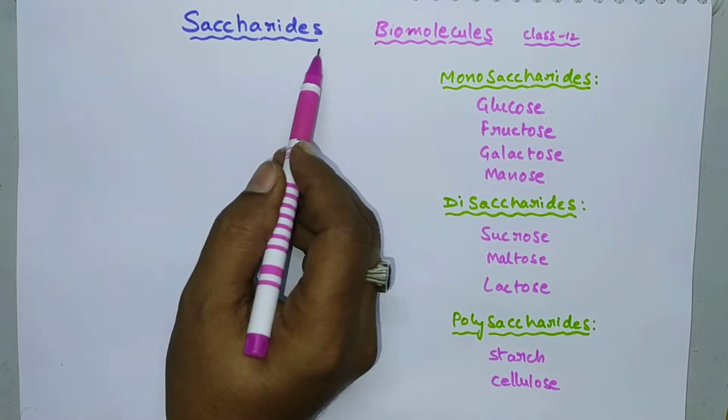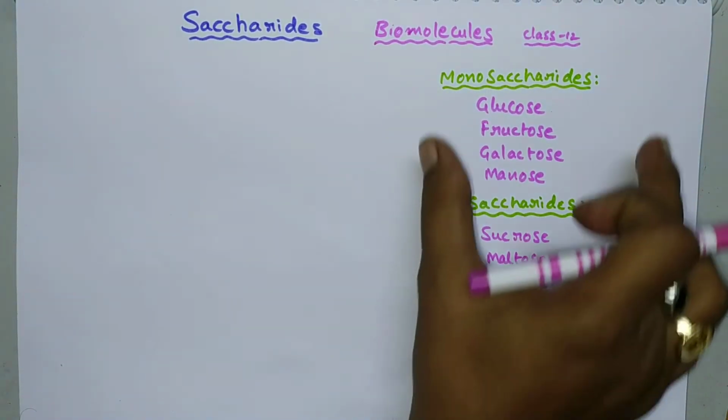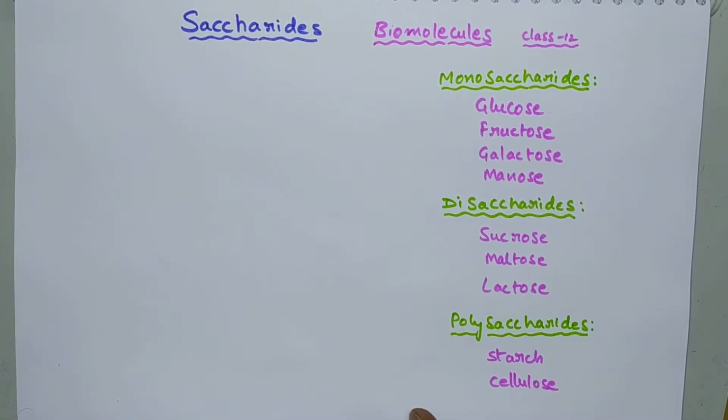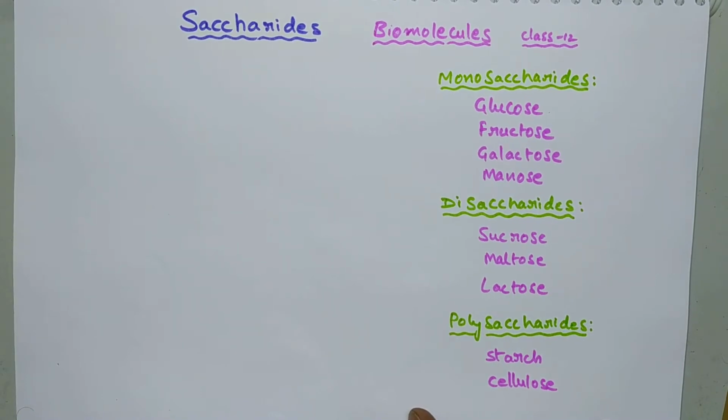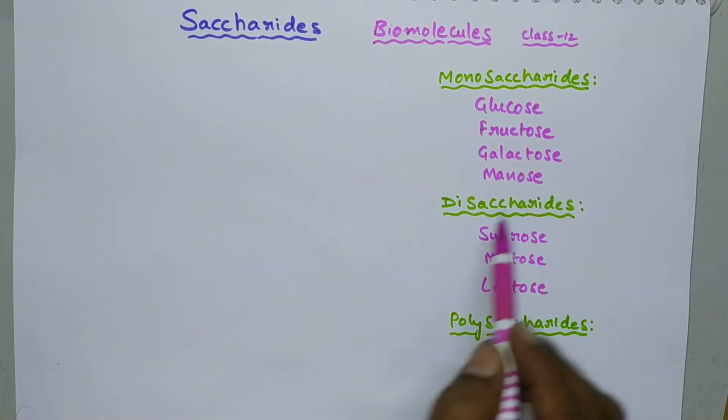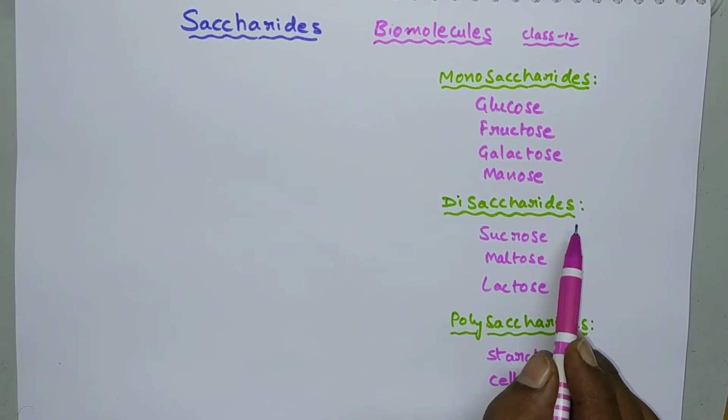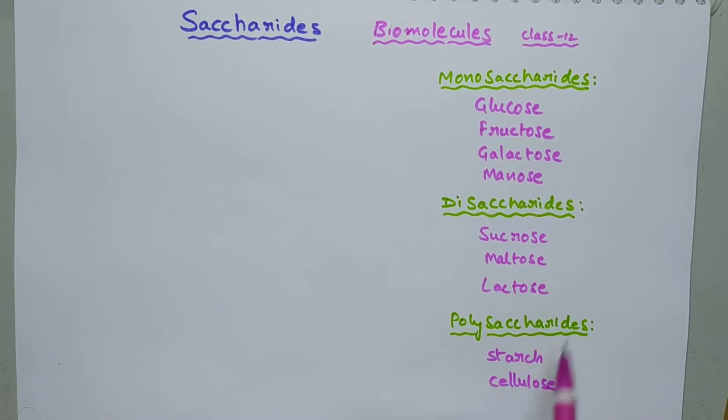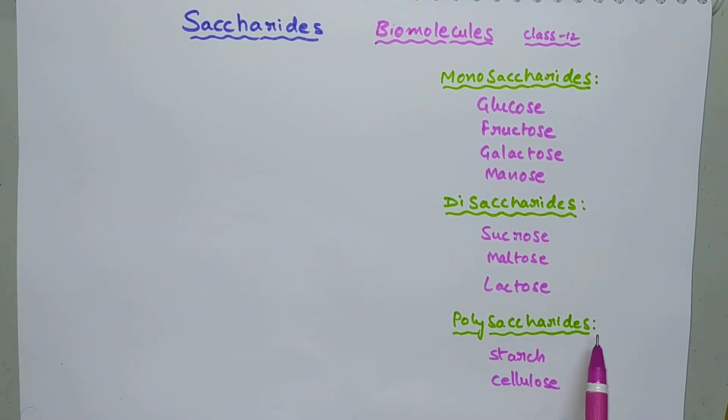Different types of saccharides. Here I am giving you the list of saccharides. Saccharides means sugars. Here there are monosaccharides, oligosaccharides and polysaccharides. Here there are 4 monosaccharides. In oligosaccharides we have to focus on disaccharides only, and then polysaccharides are there.